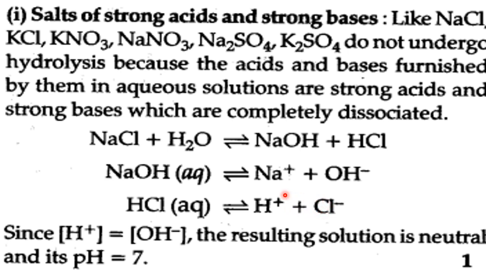Now what happens here? NaCl will be there, but how do we know the pH of a solution? The pH of a solution is known on the basis of the OH- ion or the H+ ion. But here the H+ and OH- ions are in equal concentration.